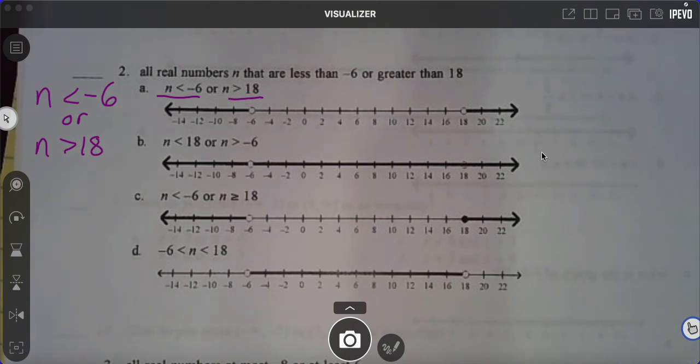Does this say less than -6? Open circle, going that way. Yes, it does. What about the one with the 18? It's an open circle and going that way. So that one looks right. Are we good with that? Yes? Shay, there was something on your paper like that yesterday as well. Okay?